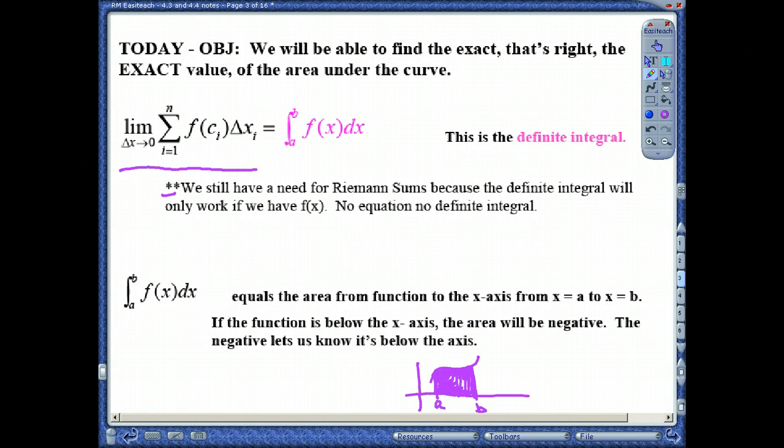Now it's only going to take that area to the x-axis. So if its area is above the x-axis, we're going to count that as positive. If the area is below the axis, we're going to count that as negative. So we might have something that looks like this. If we're going from A to B, this area up here is going to be positive, this area is going to be negative. So you can see the area below the curve is bigger, so our answer may be negative.